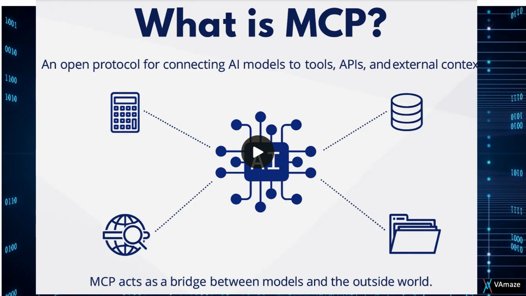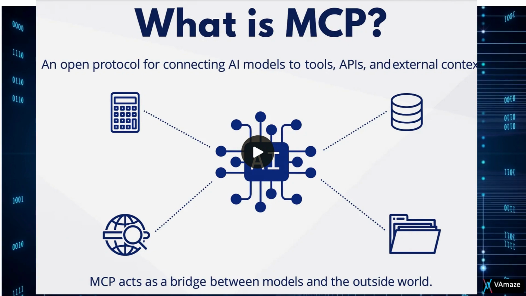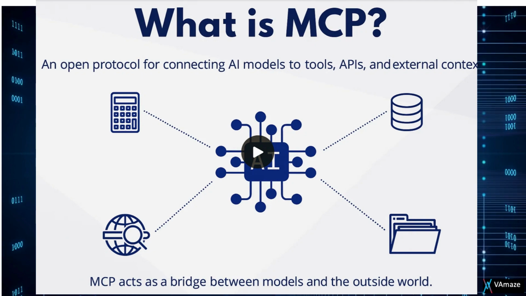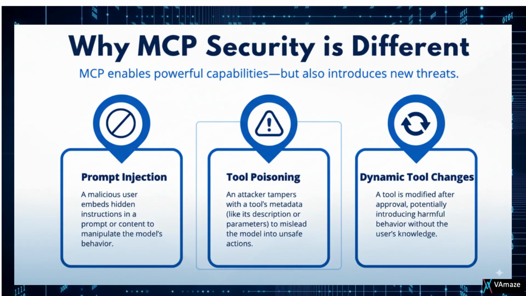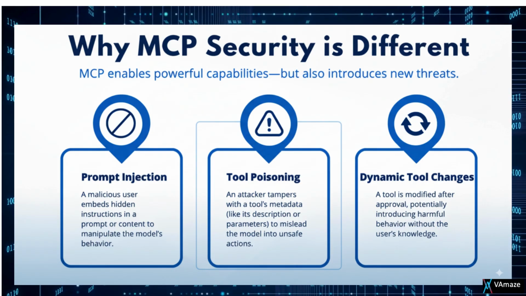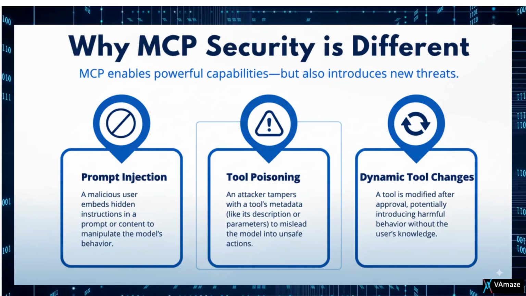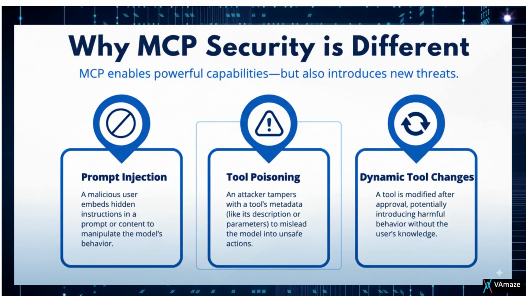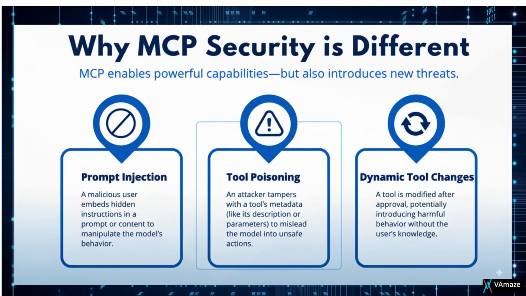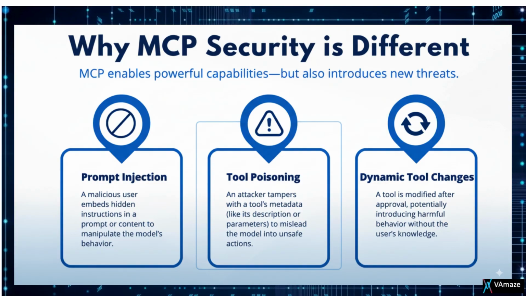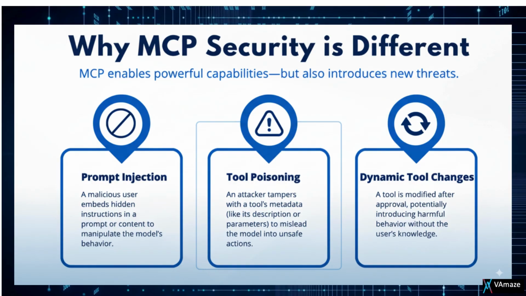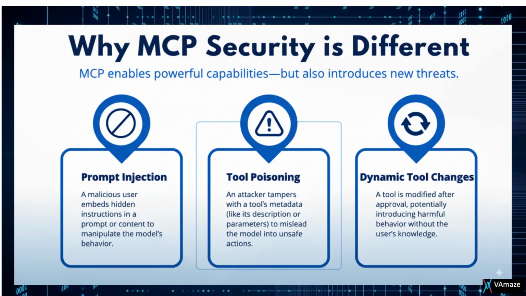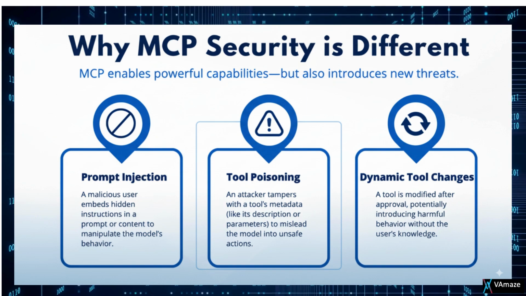The Model Context Protocol unlocks powerful capabilities by allowing AI systems to interact with tools, APIs, and data. But with that power comes new risks like prompt injection, tool poisoning, and dynamic tool modification. These threats can lead to things like data exfiltration, privacy breaches, or even an AI system executing unintended actions, all because of something hidden in a prompt. The good news? You can absolutely defend against them, but it starts with understanding them. So let's walk through the most common risks one by one.